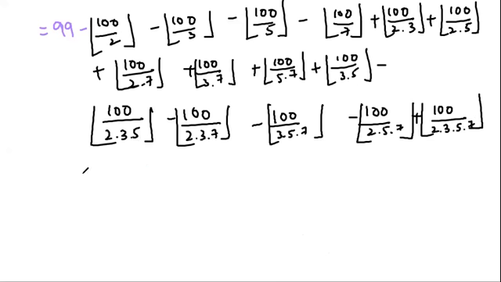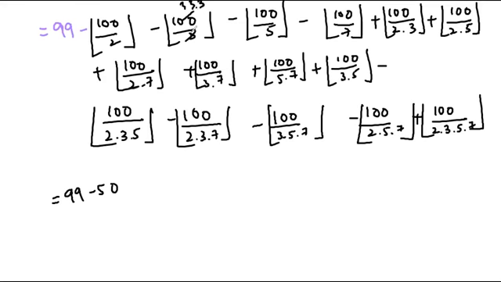Okay. Now, how many numbers are divisible by 2? So 100 by 2 will give you 50. The floor value is 50 anyway. So 99 minus 50. The number is divisible by 3. So 100 by 3, it goes 33 times. 33.33 actually. So this we have to take the floor value. So we'll take 33. 100 by 5, 20. No need of the floor value. 100 by 7, it will give us 14 point something. So we have to take the value 14, floor value.